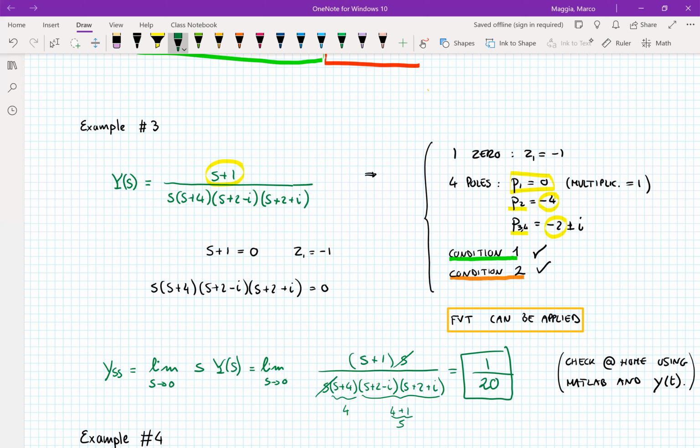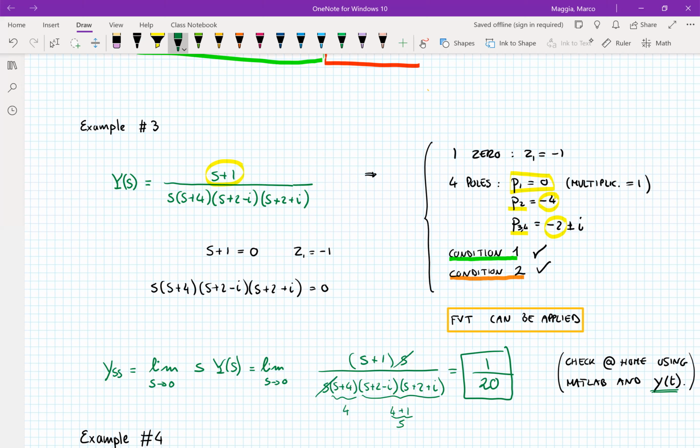And if you want, and I strongly suggest that you do so, check using MATLAB plotting y of t. So what you need to do is take the inverse Laplace transform, find y of t. It's a good exercise. It can be asked in the midterm, for instance. And take the limit for t that goes to infinity.